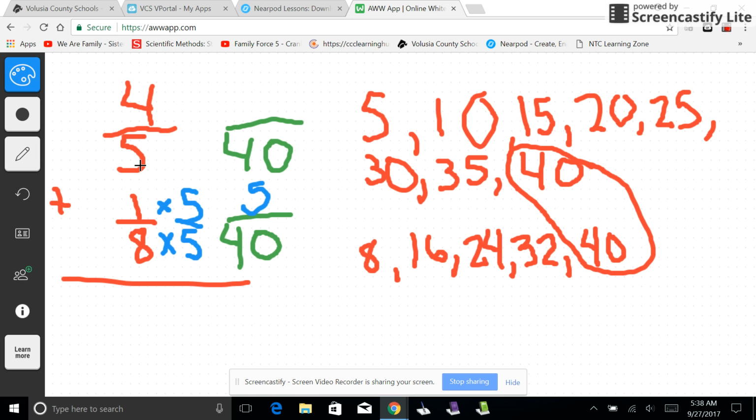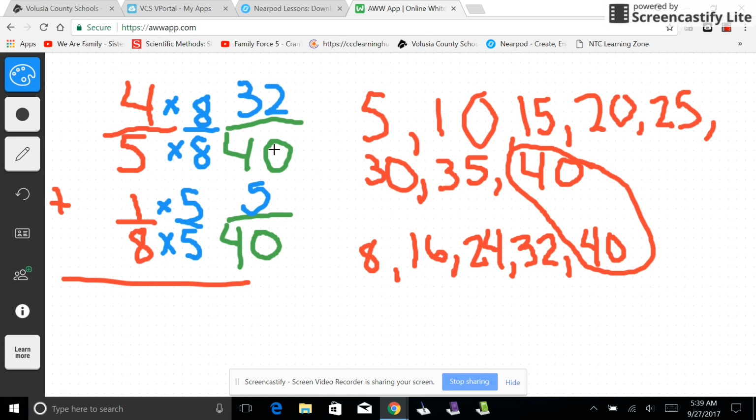And then here we have to ask ourselves, again, what did you multiply times 5 to get 40? And again, you could skip count over here. 1, 2, 3, 4, 5, 6, 7, 8, and you would write the number 8. And again, if you do it to the bottom, you've got to do it to the top, because we need a number that is equal to 1. So 4 times 8 is 32.